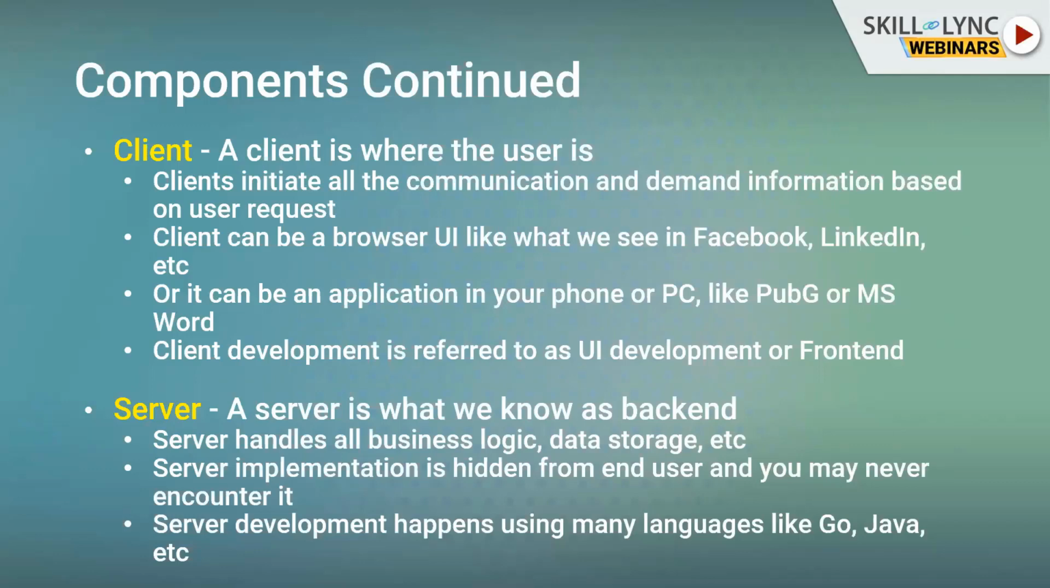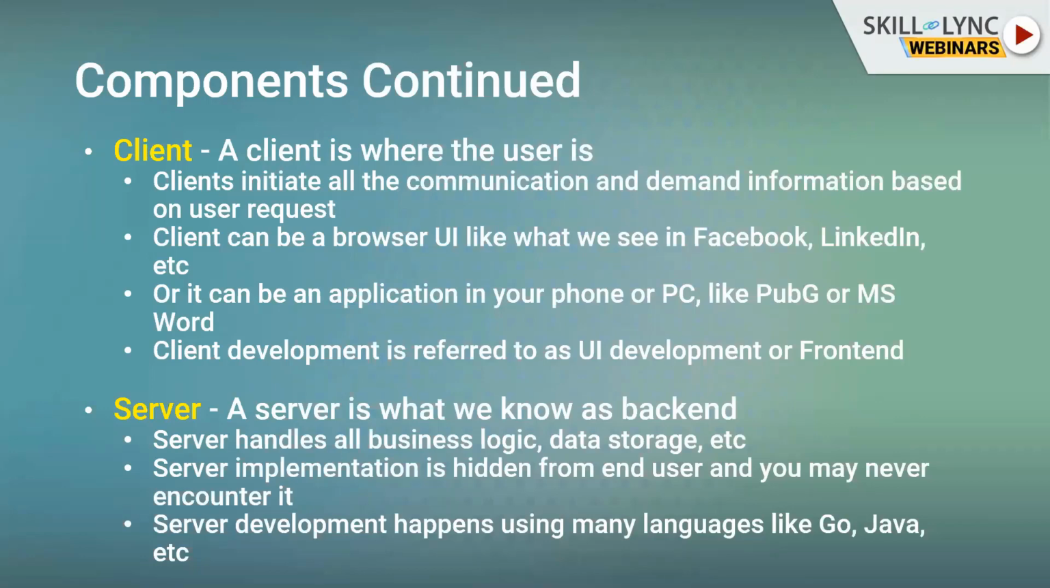Backend is where all your business logic and data storage is. A server implementation is hidden from the end user, who may never encounter it. So you as an end user would probably never get to see what algorithm is written in Google, or how Flipkart is generating all that information and sending it to you. We as end users may never get to know that, simply because it is all hidden away from us, and only information that makes sense to us, or that we request, is sent.